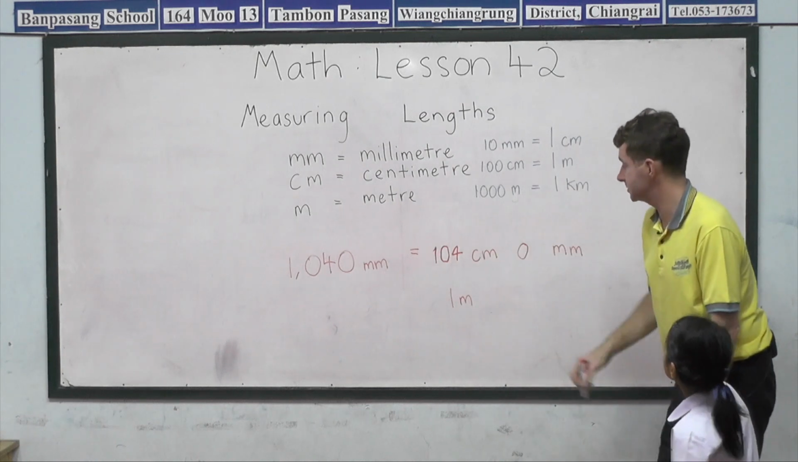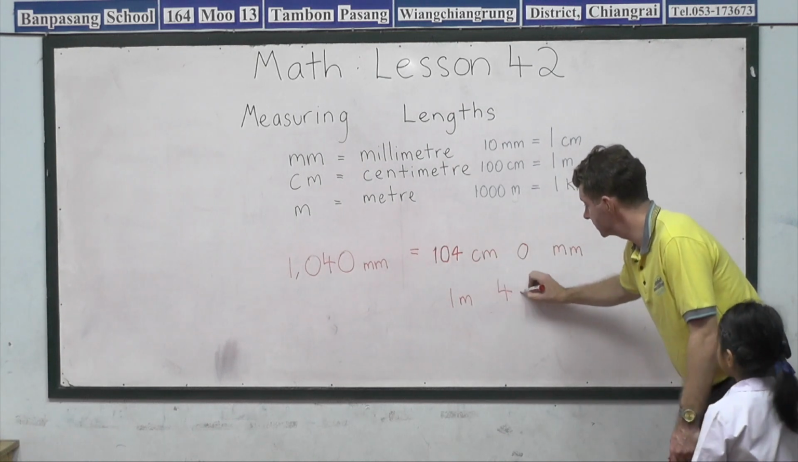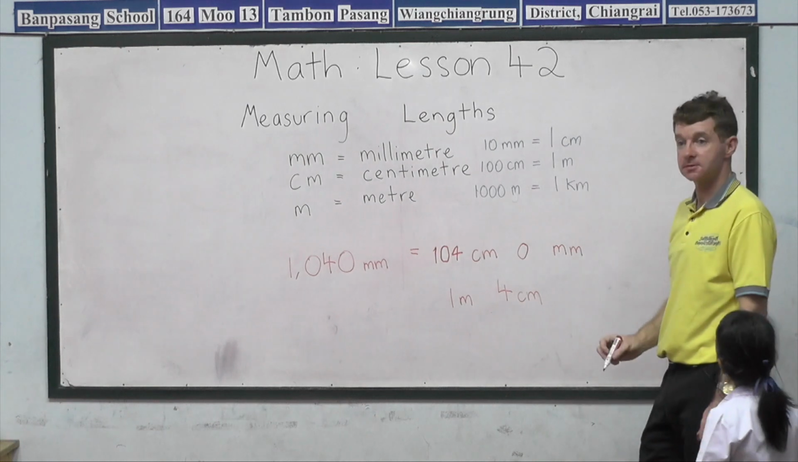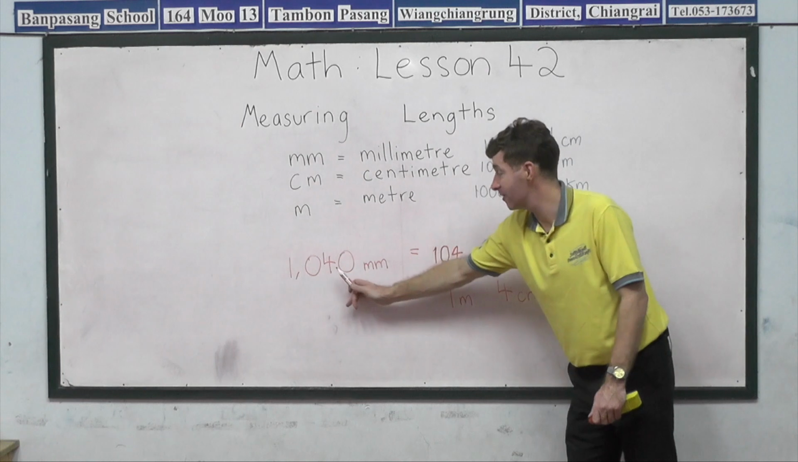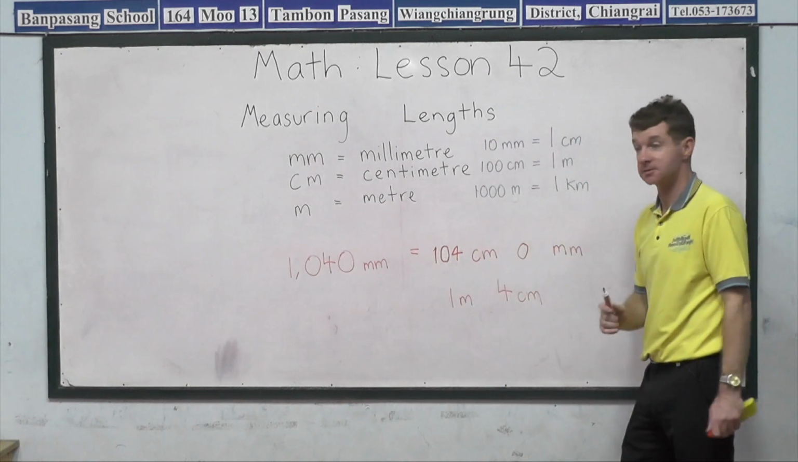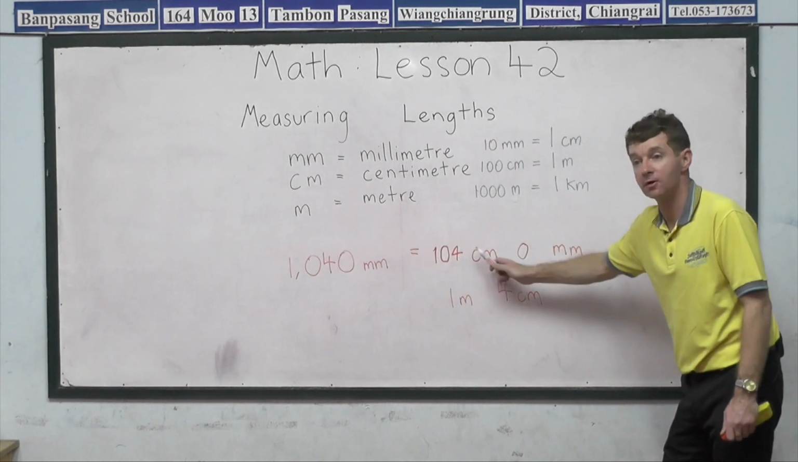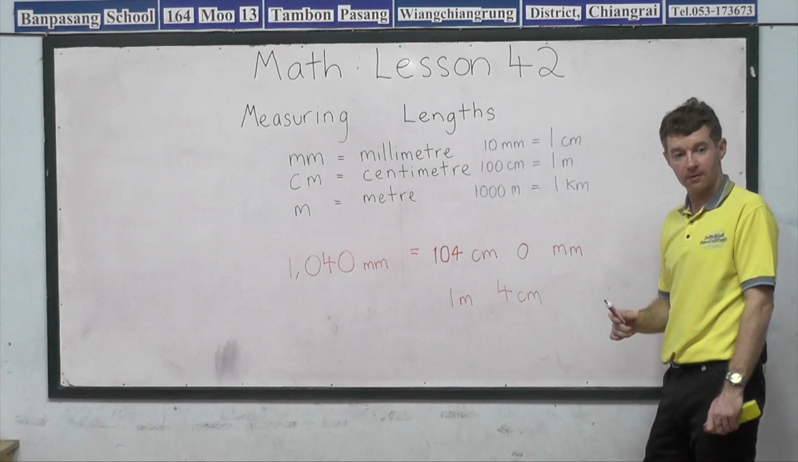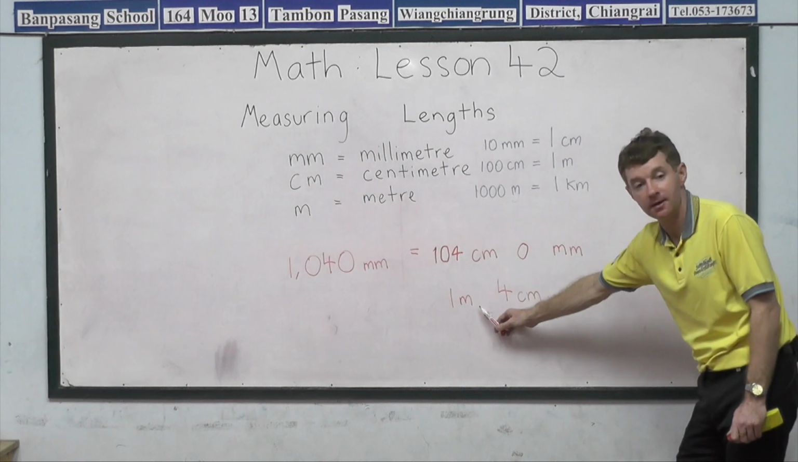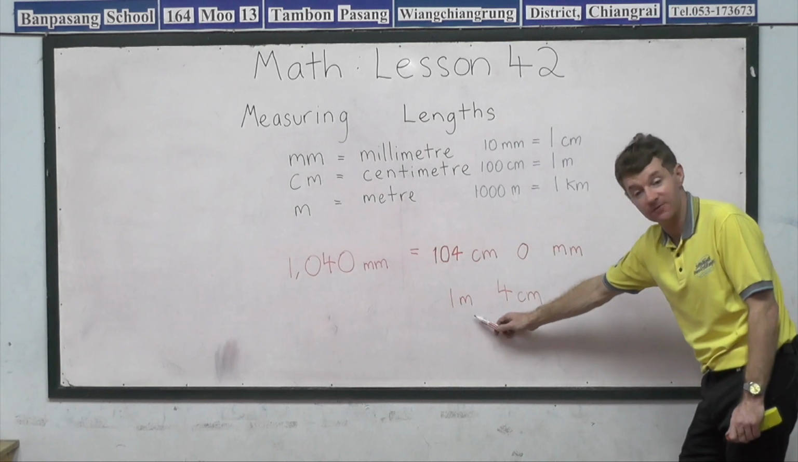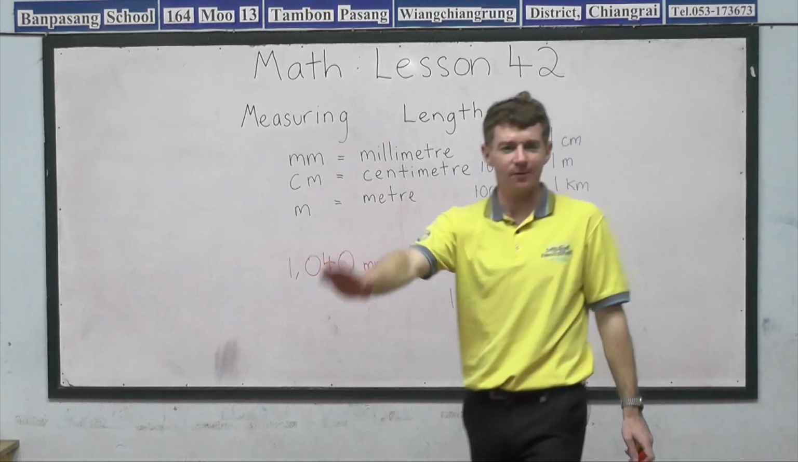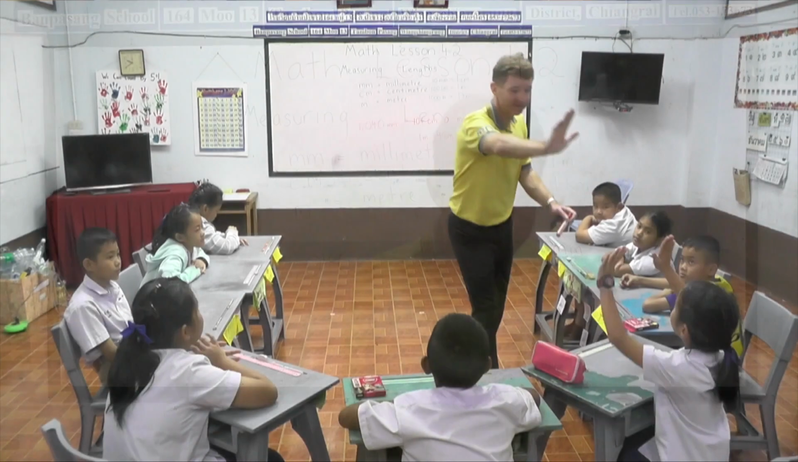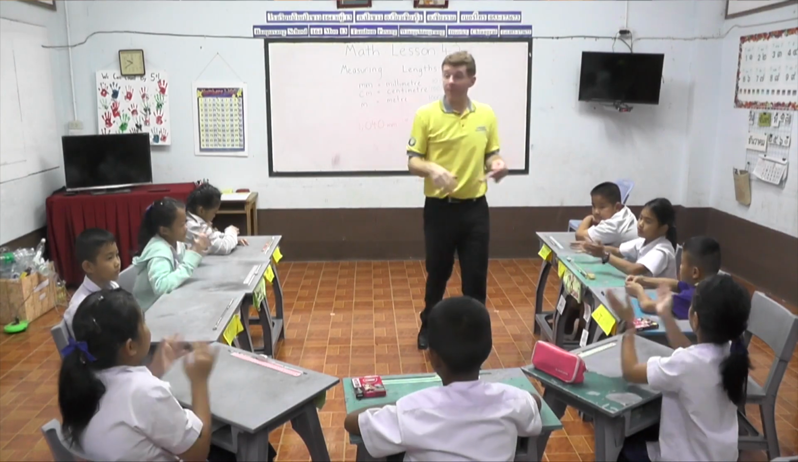And 4 centimeters. You see? So we've gone from 1040 millimeters to 104 centimeters. But we can still say 1 meter, 4 centimeters. And high five. You did not get your high five. And round of applause for Pearl.